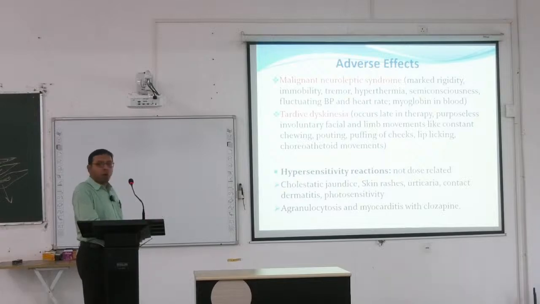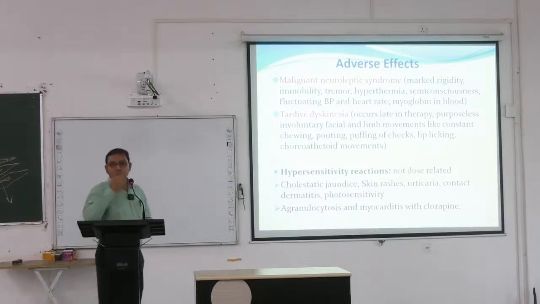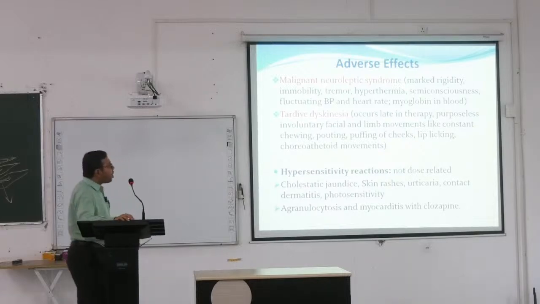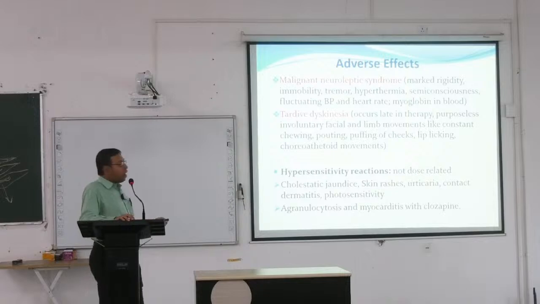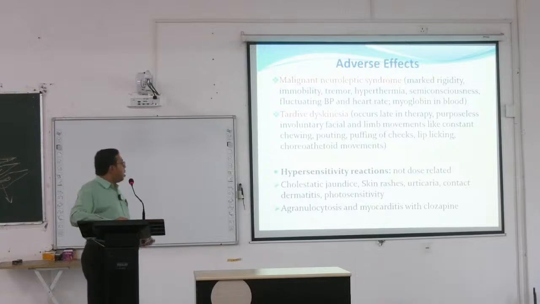So can you say what is the treatment for malignant neuroleptic syndrome? It is also in the CNS chapter. So dantrolene is a drug that can be used in malignant neuroleptic syndrome. Okay. Tardive dyskinesia occurs late in therapy. Purposeless, involuntary facial and lip movements like constant chewing, pouting, puffing of cheeks, lip licking, choreoathetoid movements, etc. So this can occur, tardive dyskinesia.